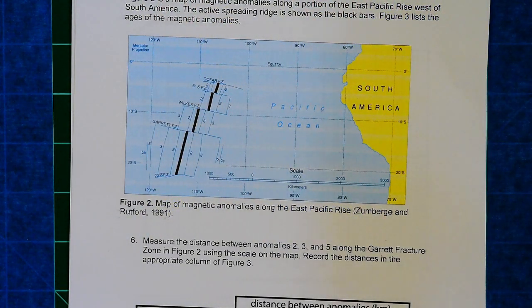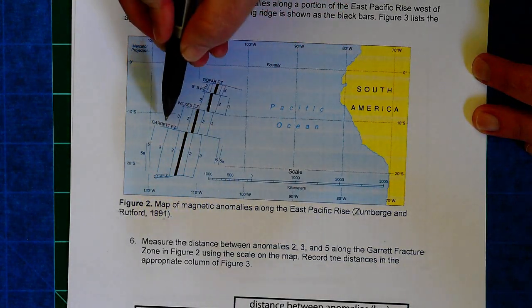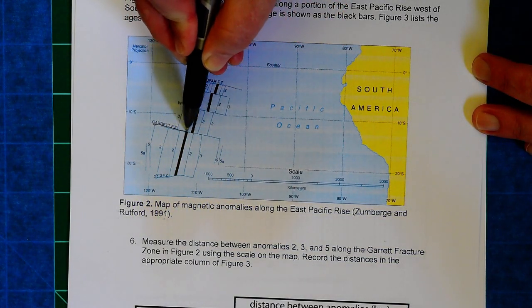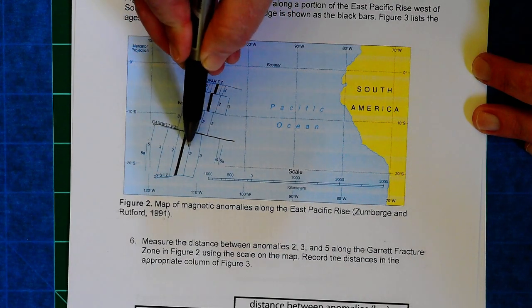And the anomalies we're talking about, those are those magnetic anomalies. Remember, we talked about how sometimes the minerals are normal polarity and sometimes they're reversed. That's the anomalies we're talking about here, the normal and reversed polarity. Now, we're measuring the distance along the Garrett fracture zone, which is right here, between anomalies 2, 3, and 5.